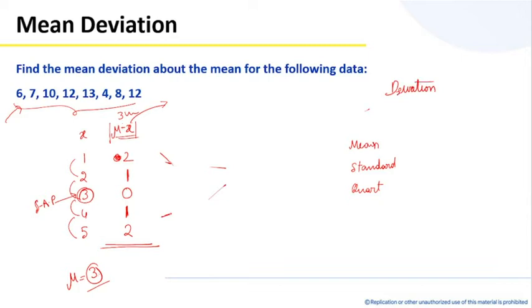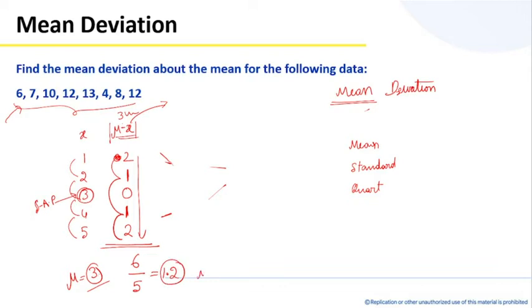Now, when I say mean deviation, the name itself suggests the mean of the absolute deviations. When I say mean, by default it is the arithmetic mean. So what is the sum of all these values? 2 plus 1 is 3, plus 0, 3, plus 1 is 4, plus 2 is 6. So the arithmetic mean of it, definitely how much is it going to be? 1.2.